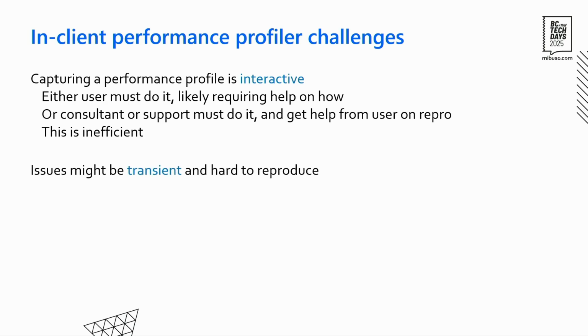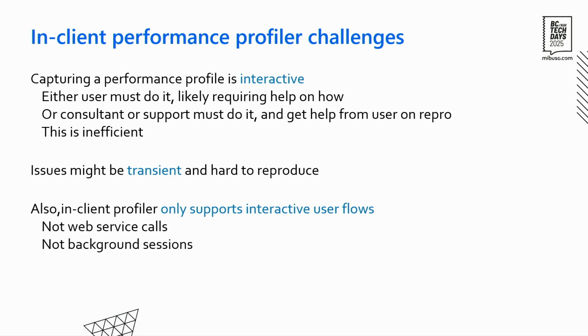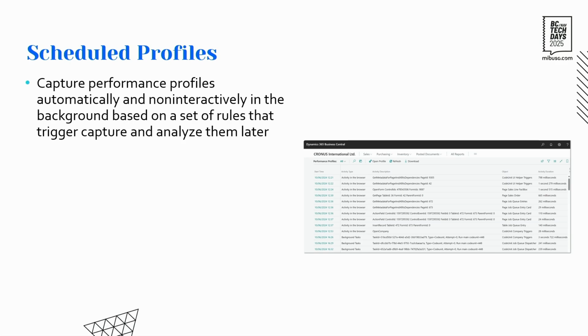Also, if you have any kind of performance issues that are transient, that don't always happen, only under certain circumstances, right? The customer is complaining about performance, but you don't see any performance issues. That can be a challenge as well. And then the in-client performance profiler only supports interactive flow, so the user clicking in the UI. So those are some of the challenges. It doesn't support web service calls, for example. It doesn't support background sessions like job queues.